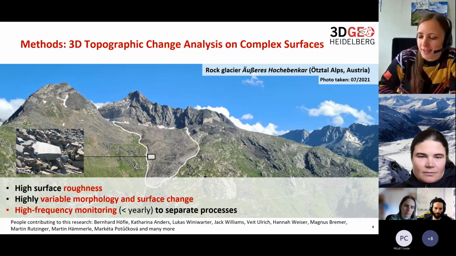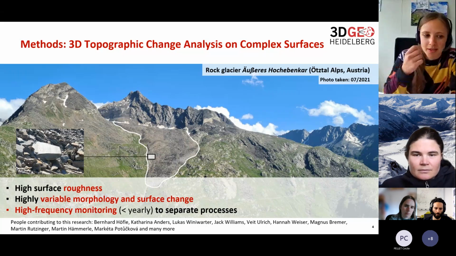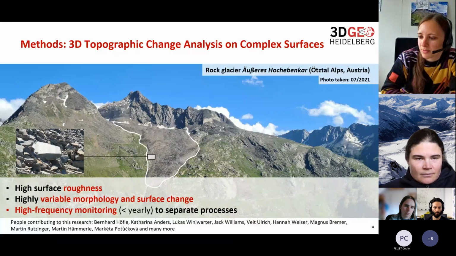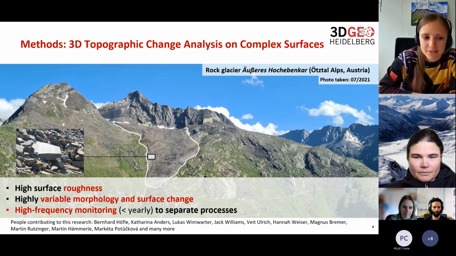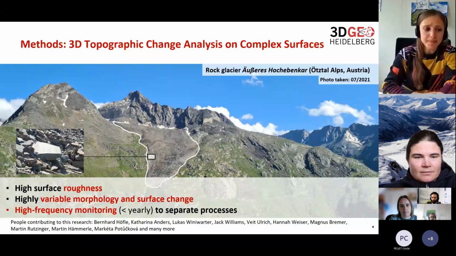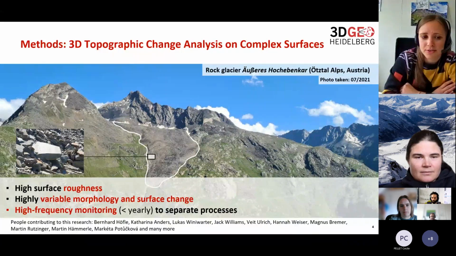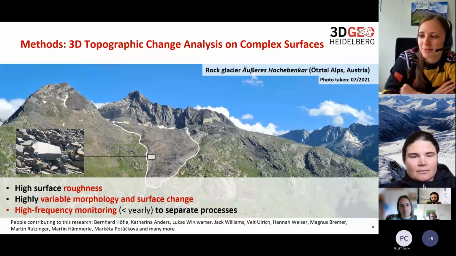And actually quantifying the change there is quite a challenging task, as we have a highly variable and also rough surface morphology on the surface of the Rock Glacier, as well as various processes acting and causing the surface to change. And these processes all act at different directions, at different magnitudes, and also timescales.